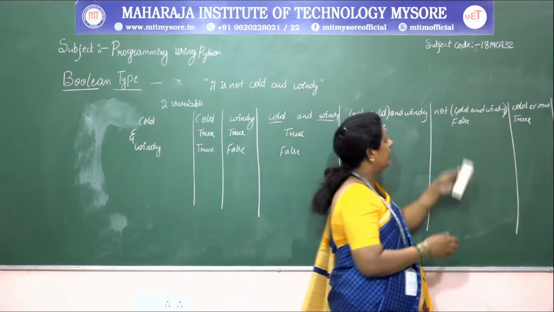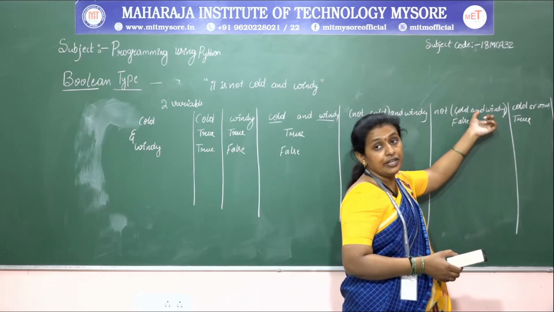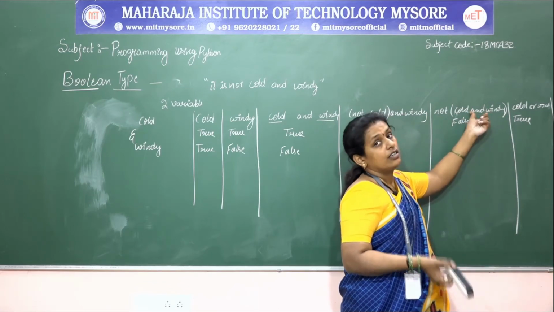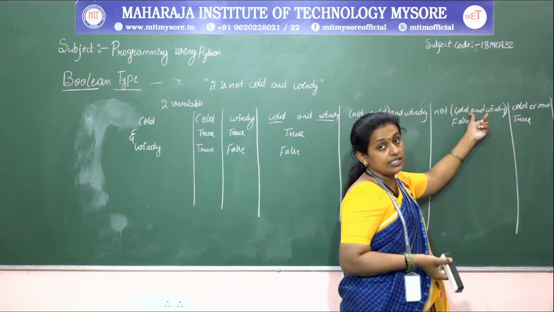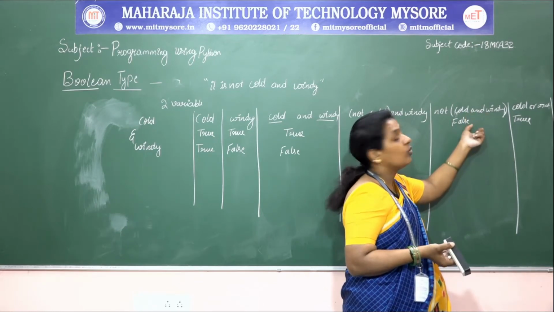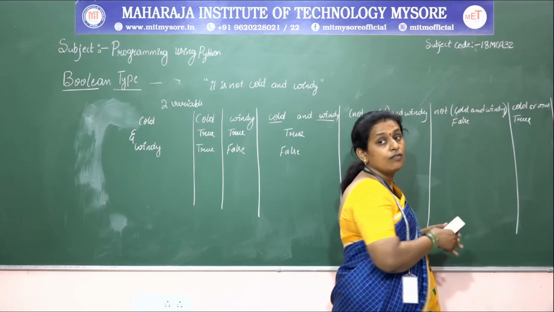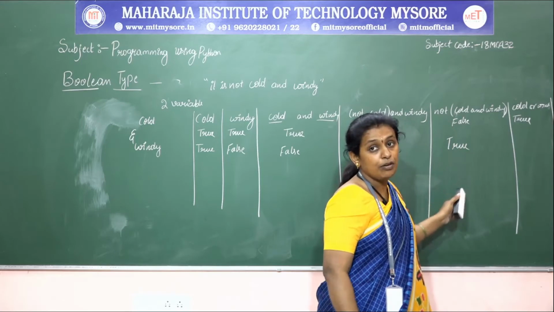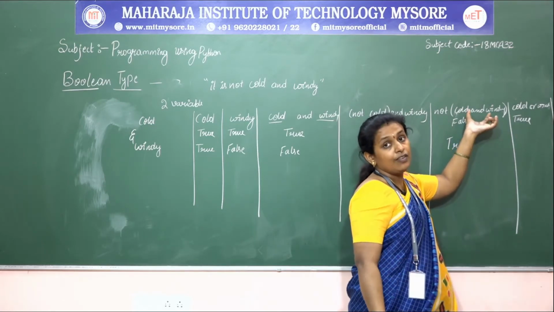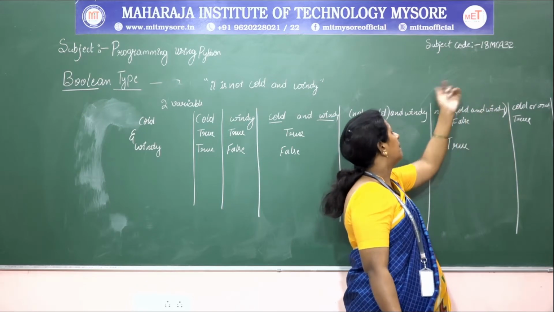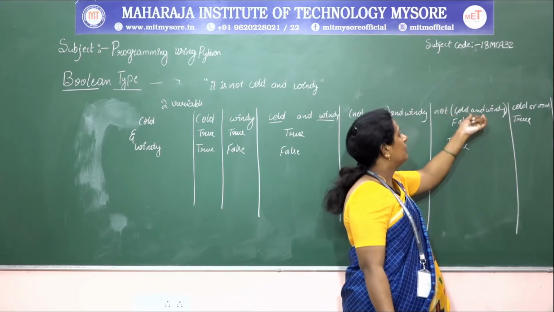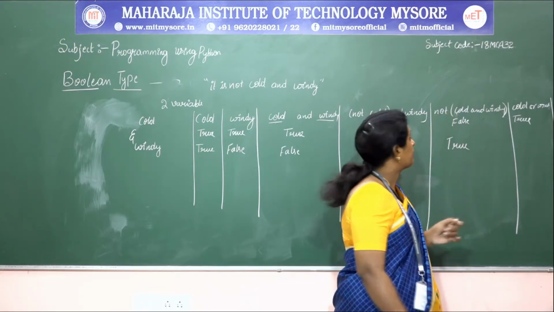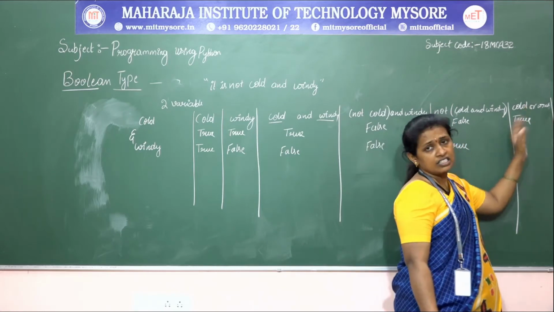Clear? Next, cold and wind. The cold value is true and the wind value is false. With AND, if either operand is false, we get the output as false. The complement of that gives the output true, or the NOT operation is performed. When this statement gets executed, we get the output as false. After applying this, whatever value is produced is passed to the NOT operator, so we get the output as true. Next it is OR.